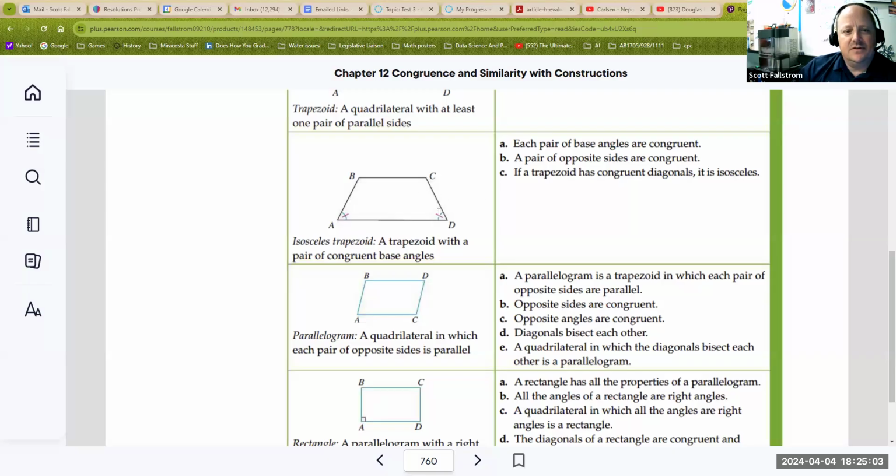And so a couple pieces here again. A trapezoid with a pair of congruent base angles is what we call an isosceles trapezoid. So let's see if we can prove a couple of these, just so you understand the idea. Each pair of base angles are congruent. Now this one says a pair, so as you can see, it's only one pair.